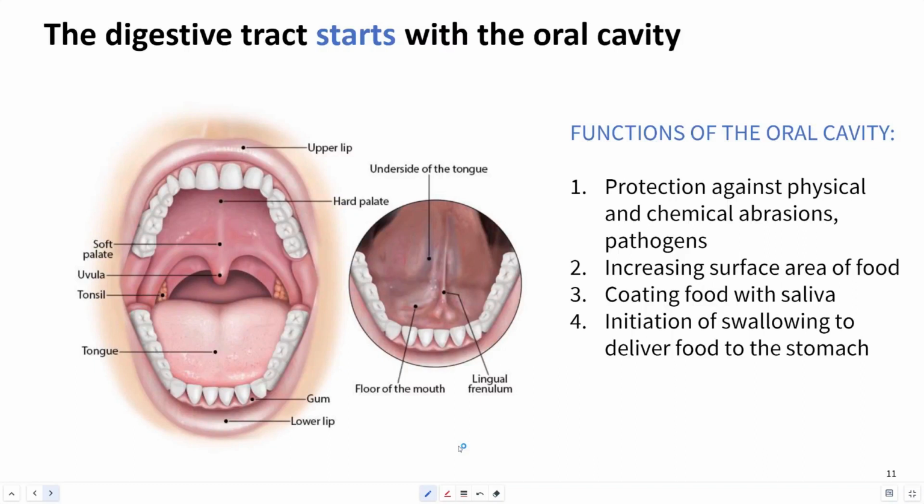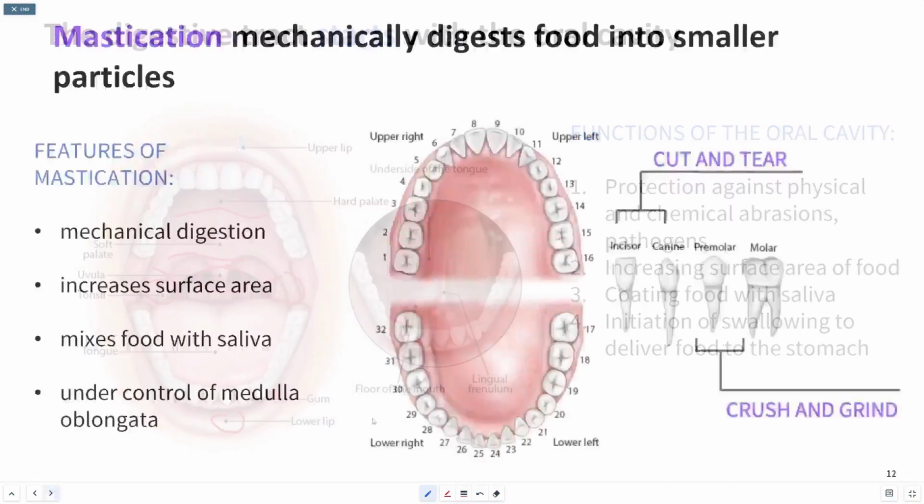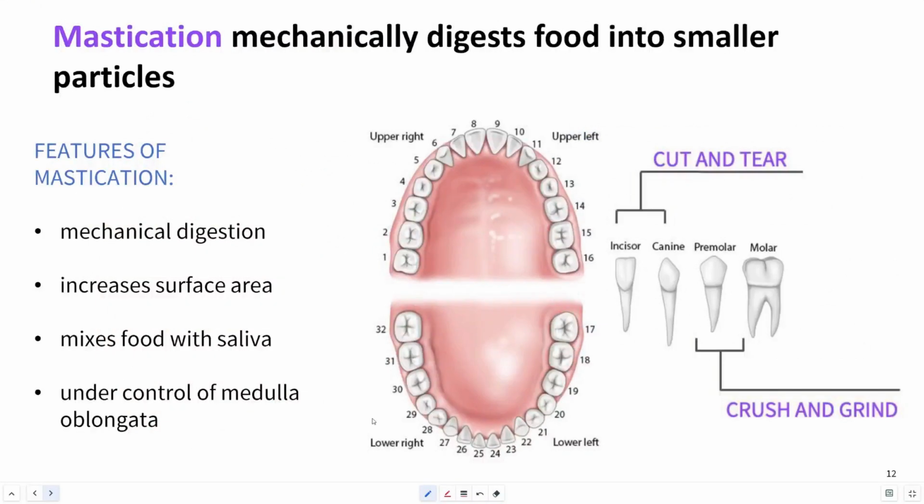You can see over here we have the hard palate and the soft palate, the uvula, tonsils on the left and right sides, your tongue, the gums, and the lower lip and upper lip. The teeth are collectively known as dentition. A tooth has an exposed crown, it has a constricted neck, it has roots that anchor it to the jaw.